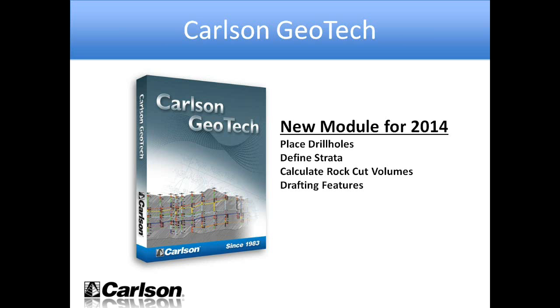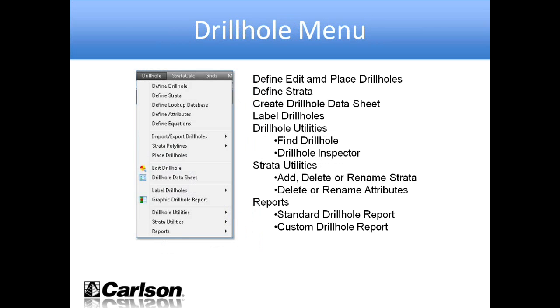There are 4 main menus to Carlson GeoTech. Those are drill holes, Strata Calc, grids, and map. And like our other programs, it's very intuitive, very easy to learn and use, basically working from left to right and top to bottom. Under the drill hole menus is where you go to define, place, and edit drill holes. There are routines for creating drill hole reports, also routines for labeling your drill holes.